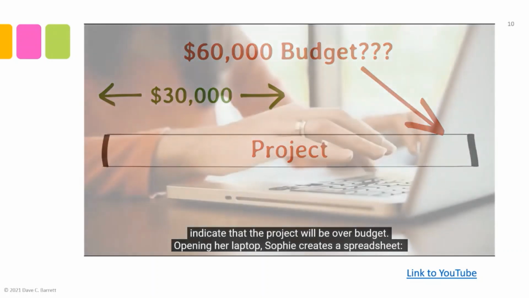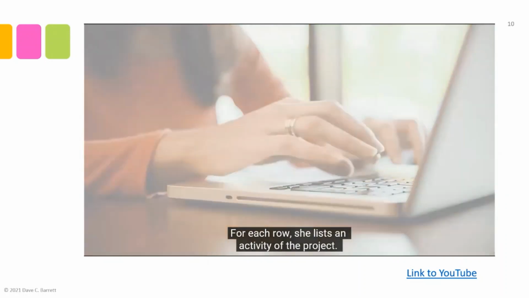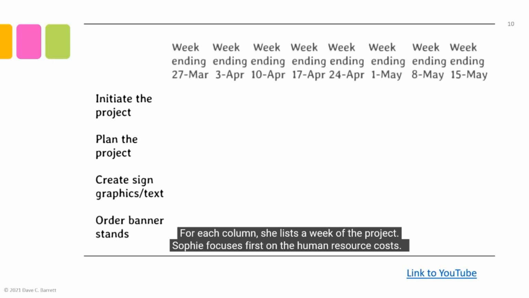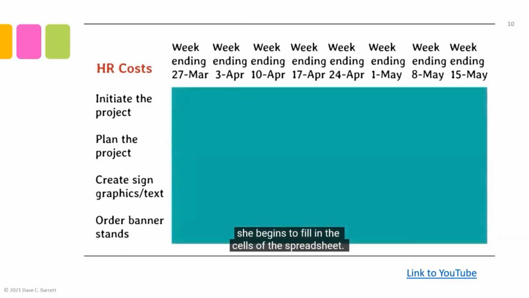Opening her laptop, Sophie creates a spreadsheet. For each row, she lists an activity of the project. For each column, she lists a week of the project. Sophie focuses first on the human resources costs. Using the project schedule and the planned costs that were contained in the detailed estimates, she begins to fill in the cells of the spreadsheet.